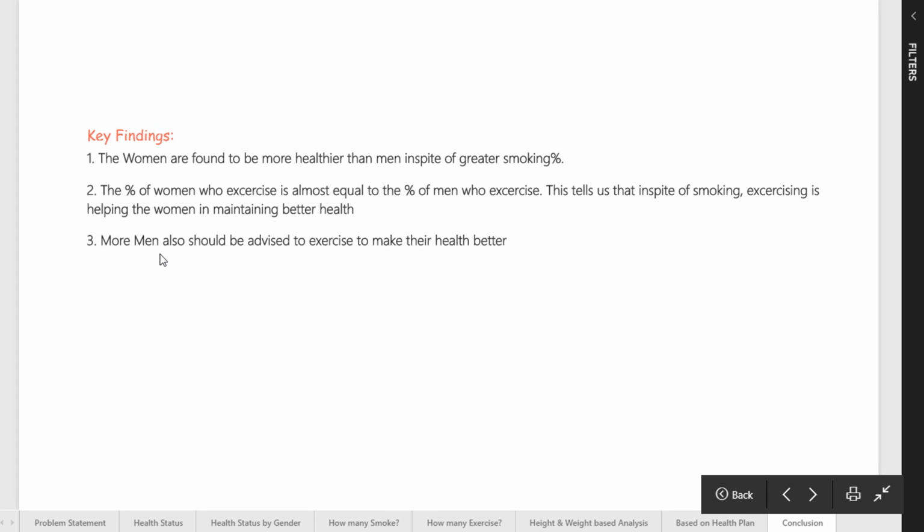Here comes the question. So in spite of greater exercise percentage, which is 60% for men, why is their health less? The potentiality is people who smoke don't exercise. So in general, our suggestion should be all men and all women should exercise whether they smoke or not.